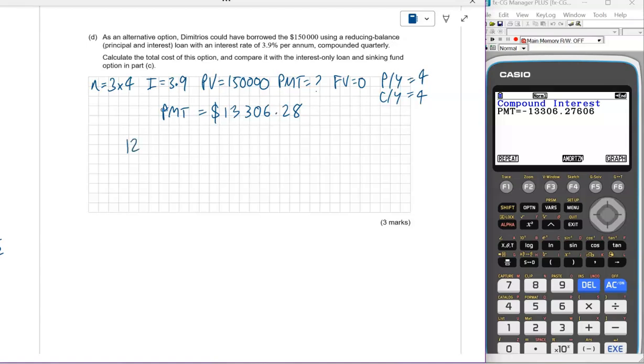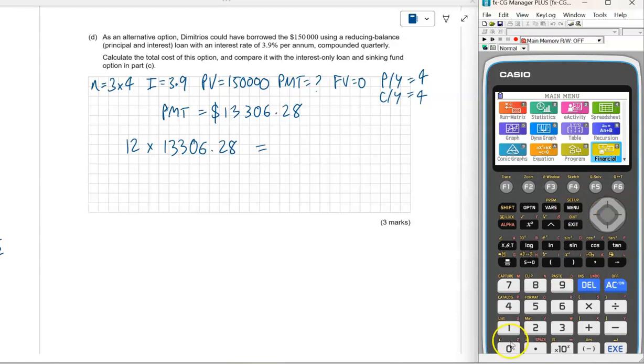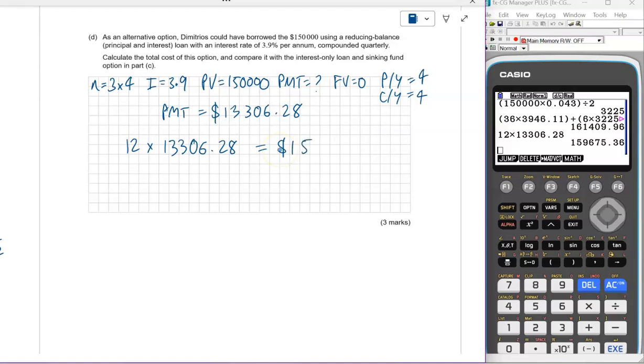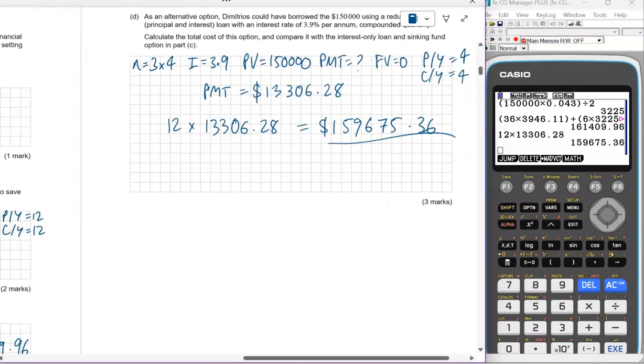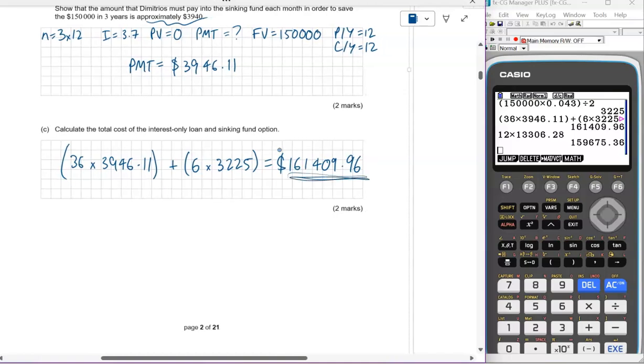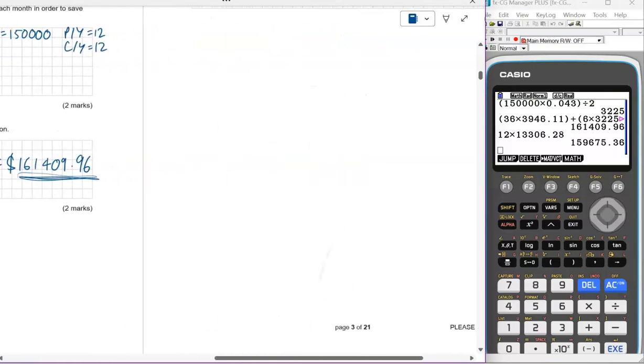Okay, now he's making those payments for 3 years. He's making 12 of those payments, so 12 times $13,306.28. Okay, so let's work out the total cost of this option. You can do that in the run function. So 12 times $13,306.28 gives us a total cost of this option of $159,675.36. Okay, which you can see actually works out cheaper. The reducing balance option works out cheaper than the interest only and sinking fund option by about $2,000.